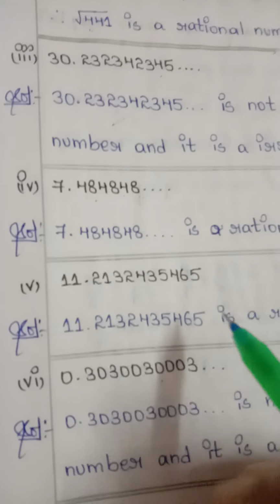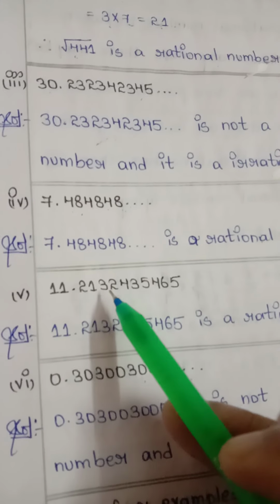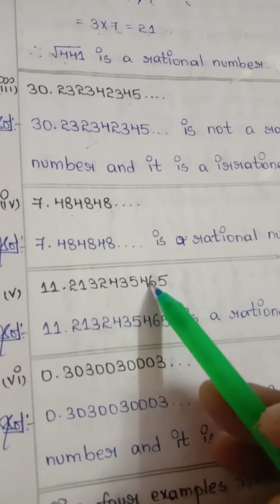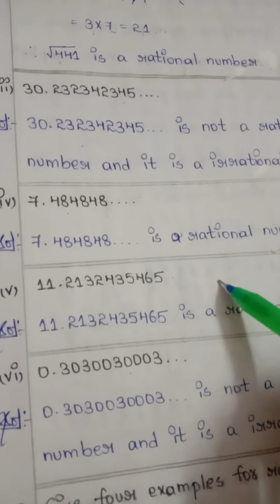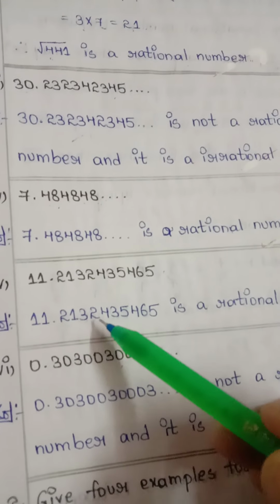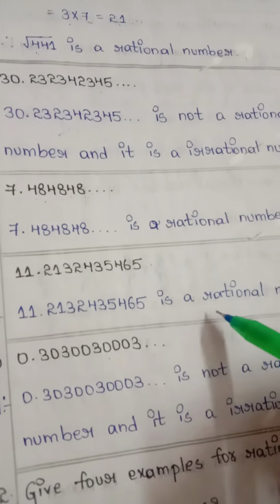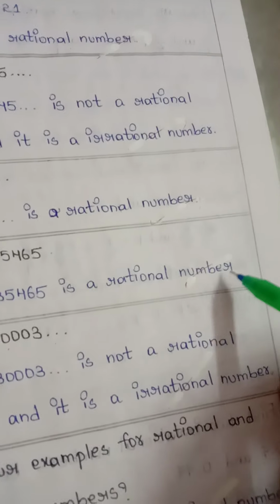Next, 11.2132435465 is a terminating decimal. Therefore, 11.2132435465 is a rational number.